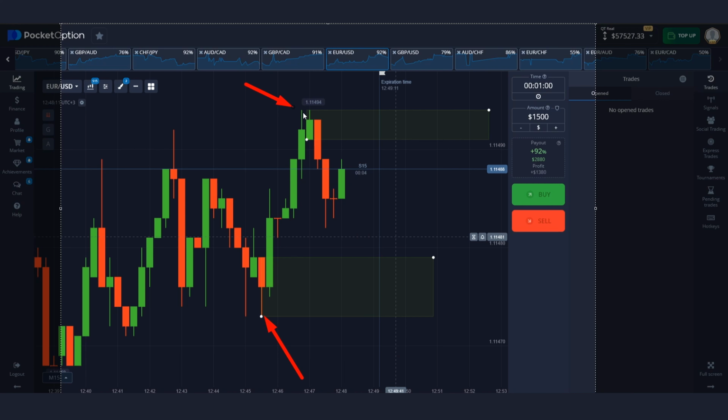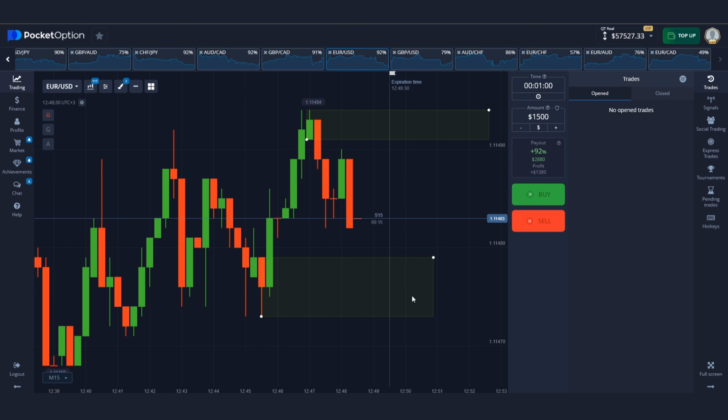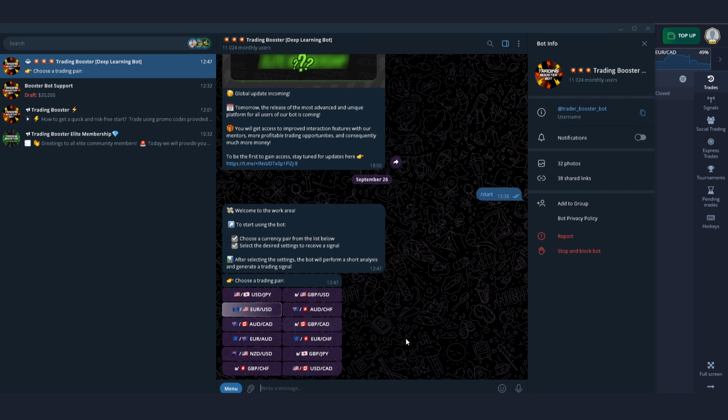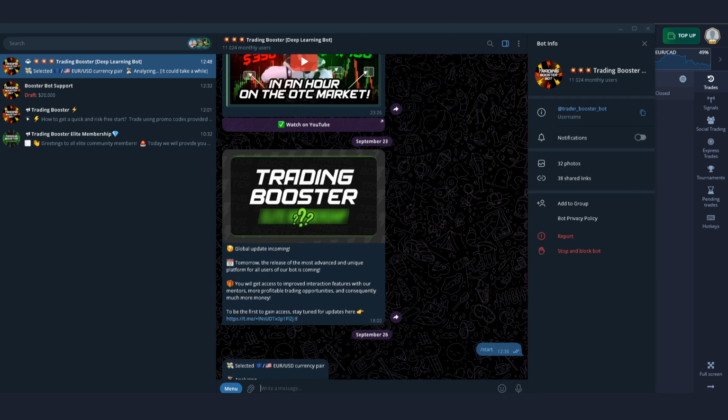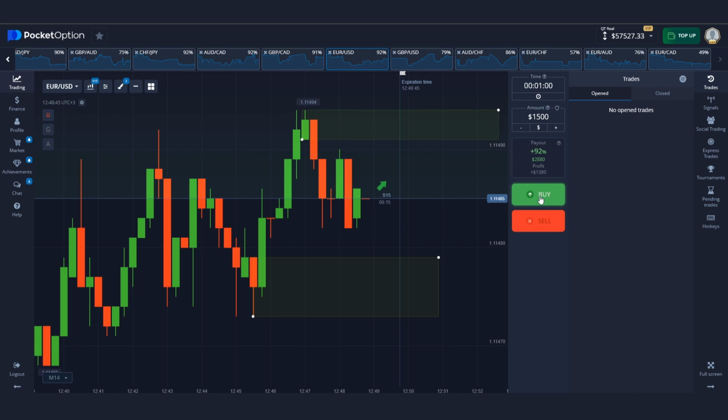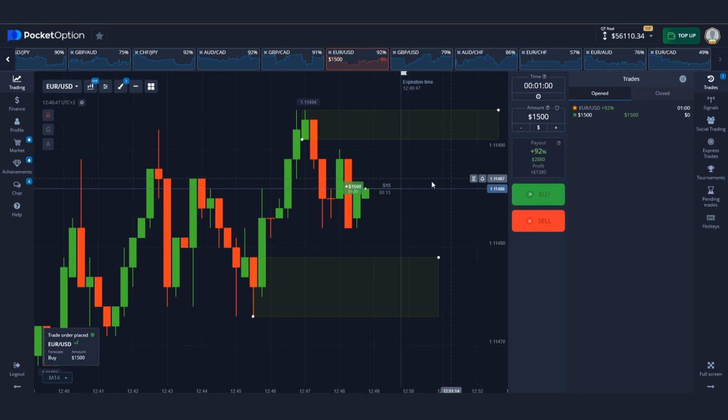One from below, the second from above, and the most important condition for creating an order block is that the two neighboring candlesticks must be below or above. Only with these conditions it will be an order block. And let's ask the BoosterBot where the price will go, in which of the order blocks. And I get a buy signal, which means that the price will go to the upper order block.